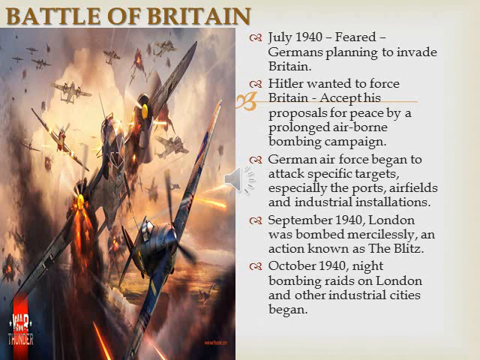The German Air Force began to attack specific targets. Germany didn't attack all the places of Britain. They selected some places in Britain and began to attack them, especially ports, airfields and industrial areas. In September 1940, London was continuously bombed. The action was known as the Blitz. By October 1940, that is in the next month, they dropped bombs on London and other industrial cities, even at night time.